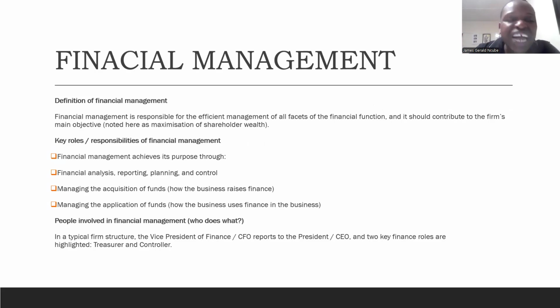So because of that, some of the key things that you will find is that within the financial management function, or within the finance department, this is where they will do their financial analysis, their reports, their planning, and their control activities. It is where they get money for the organization, where they apply the money to the different investments of the organization, and where they pay the owners of the capital their money back. And who does that?